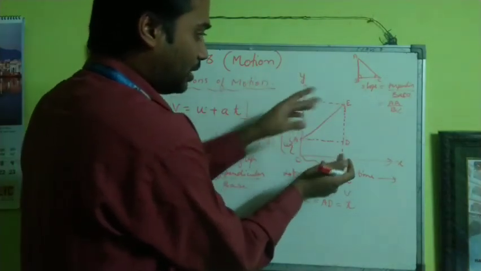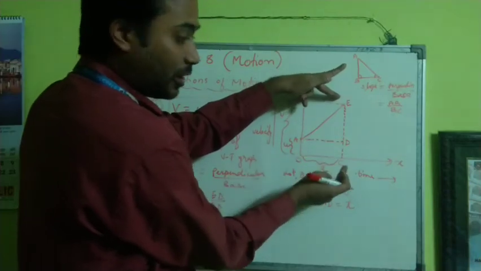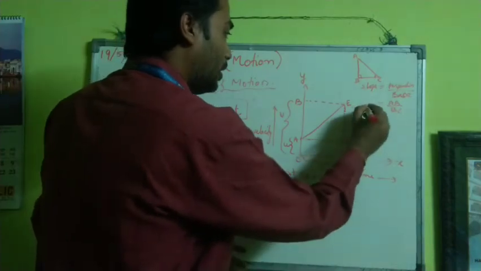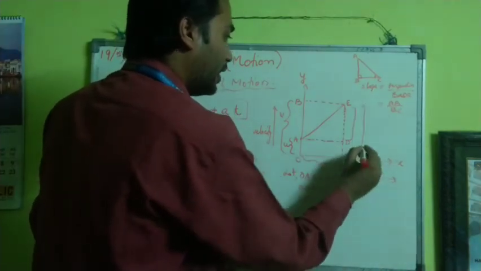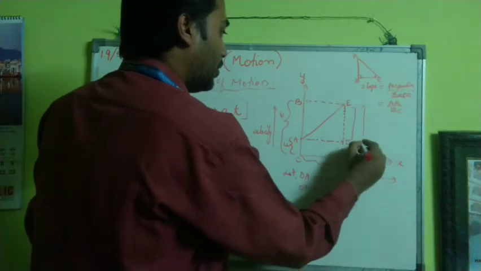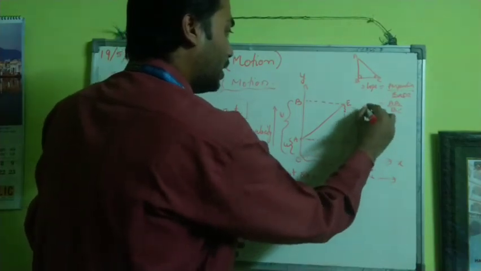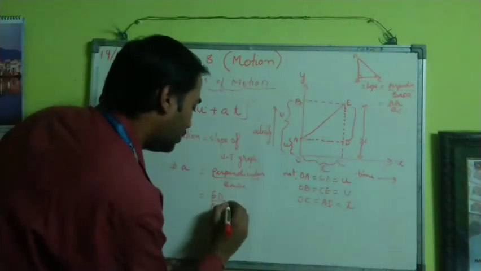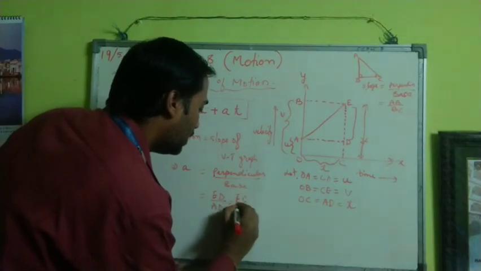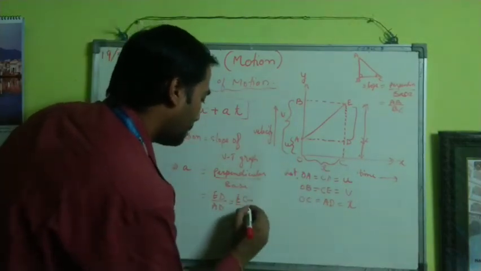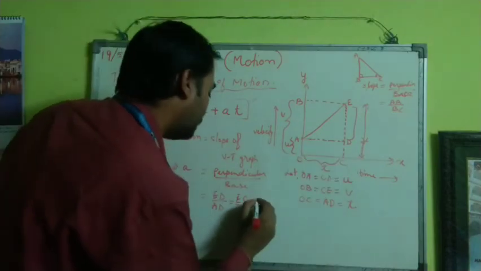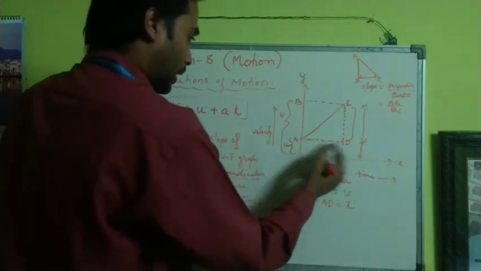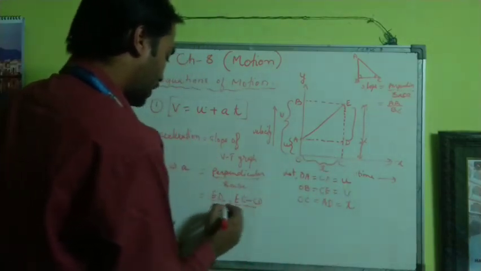ED is nothing but EC minus CD. Now if you have to find ED, how can we find it? Suppose we have to find this part. What will you do? You will take the whole part from here to here and then subtract this part, and if you subtract this part we will only get this part. So ED can be written as EC minus CD, and AD can be written as OC.